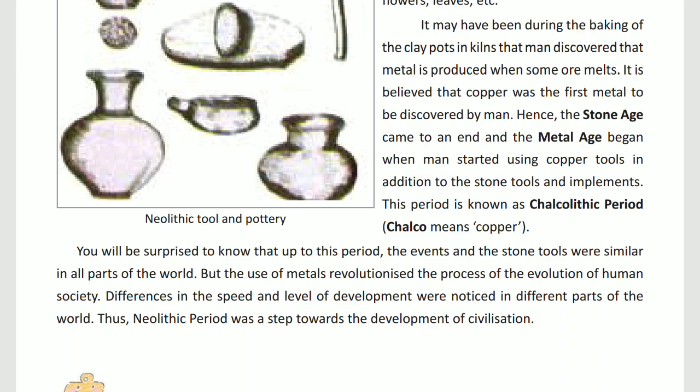The first metal to be used by them is called metal age, because the first using the metal that was copper, and this age was called metal age. After stone age it comes metal age. So hence the stone age came to an end and the metal age began when man started using copper tools in addition to the stone tools and implements. So this period is known as Chalcolithic period. Chalco means copper.